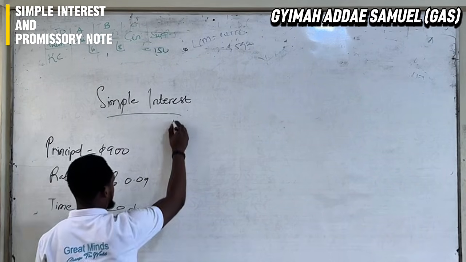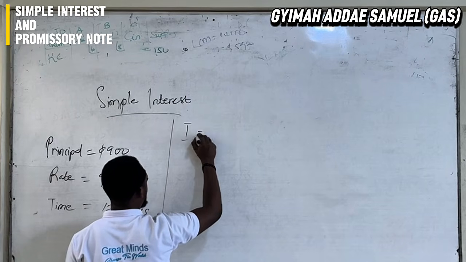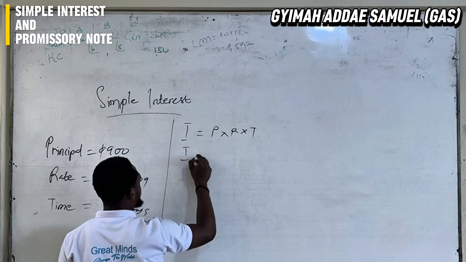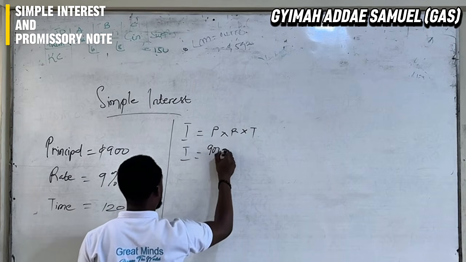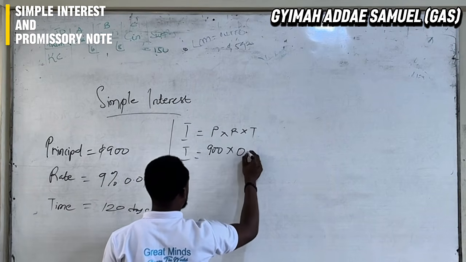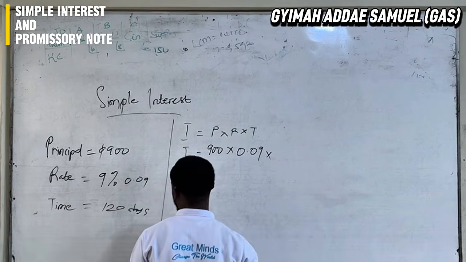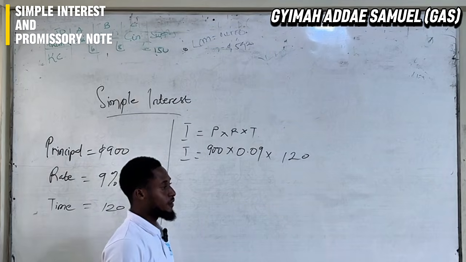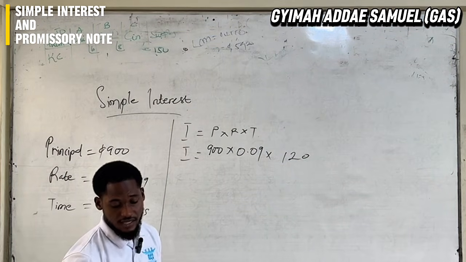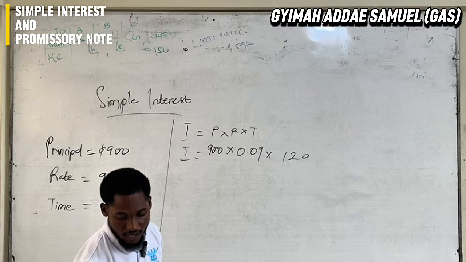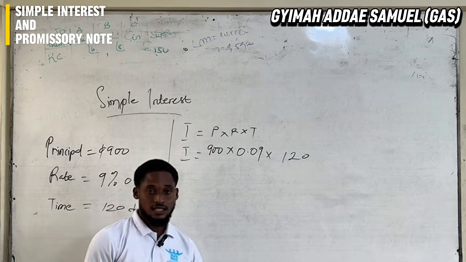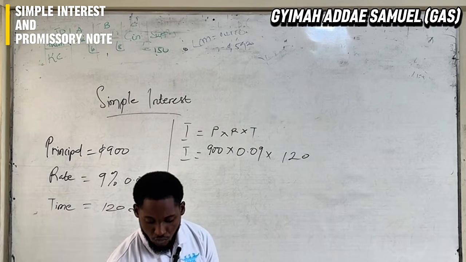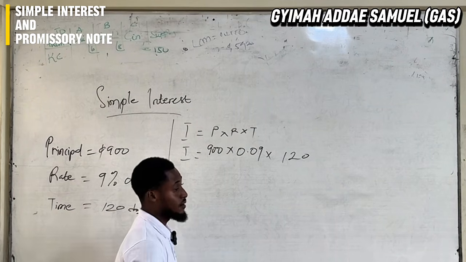So now we have our I equals P times R times T. And our P here is 900, multiplying our rate, which is 0.09, times the time, which is 120 days. With the ordinary, we know that we are using 360 days. But with the exact, we use 365 days. That is what you should know. So with the ordinary, we are using 360.